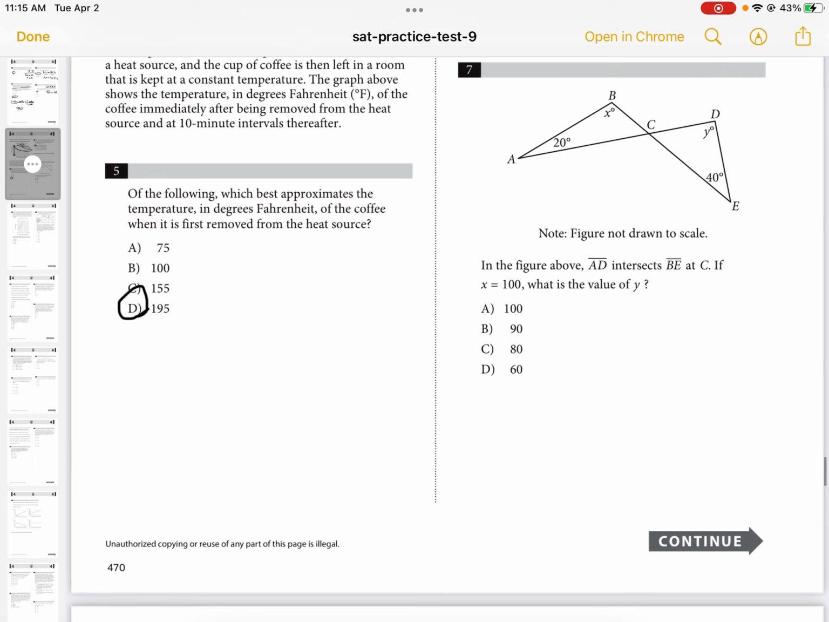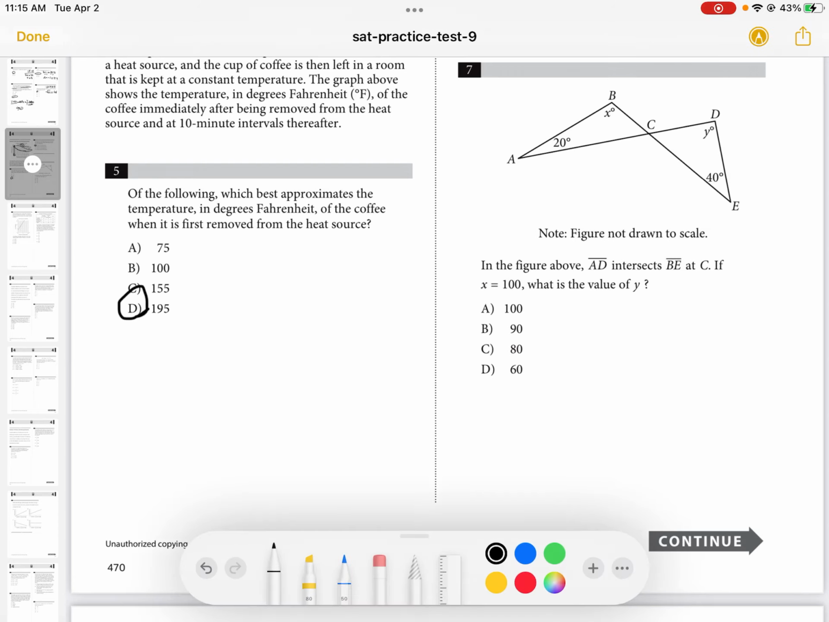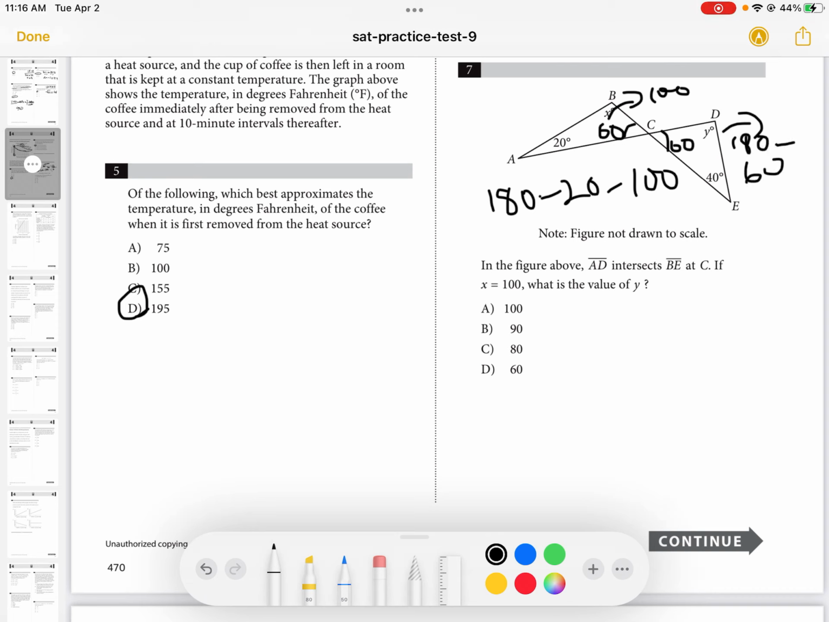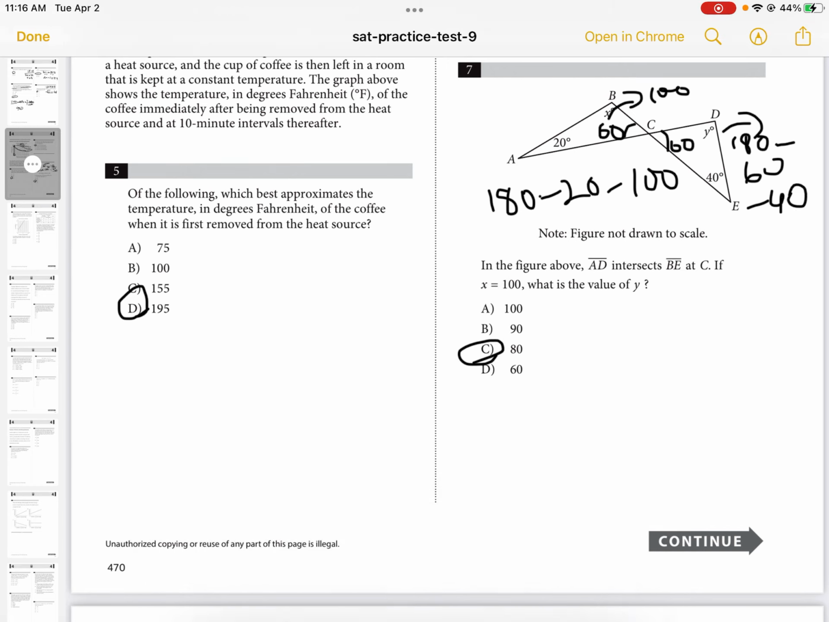Number 7. In the figure above, line AD intersects line BE at C. If x equals 100, what's the value of y? Okay, so x equals 100, so that means this angle right here will be equal to 180 minus 20 minus 100, and that's 60 degrees. By the vertical angle theorem, this angle will also be equal to 60 degrees. So y will be equal to 180 minus 60 minus 40. That's 180 minus 100, and that's 80 degrees. On to the next question.